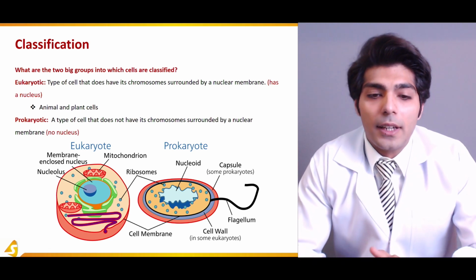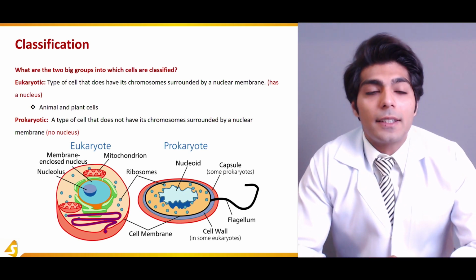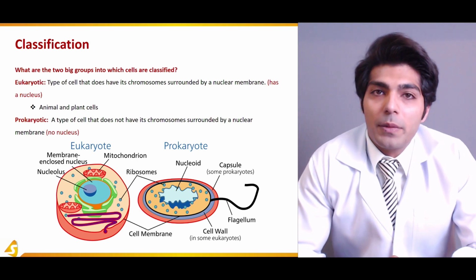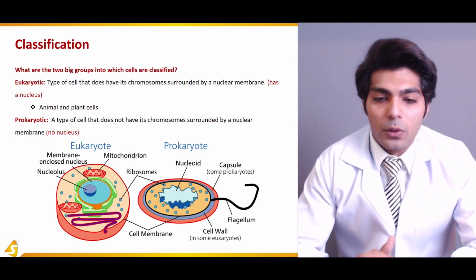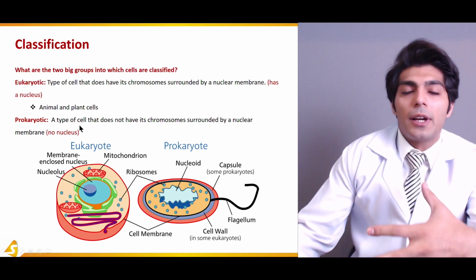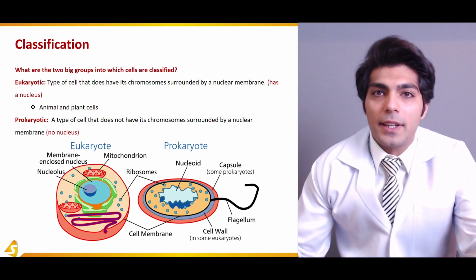And a prokaryotic cell is a type of cell that does not have its chromosomes surrounded by a nuclear membrane. So it means it doesn't have a nucleus. You can see in this diagram, bacteria and viruses are types of prokaryotic cells.